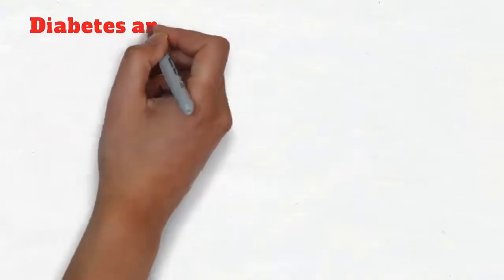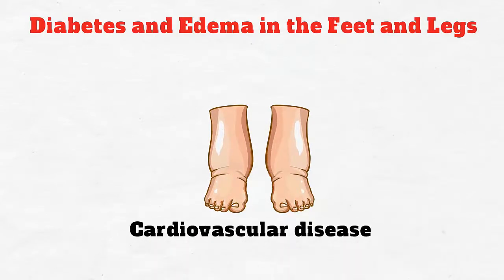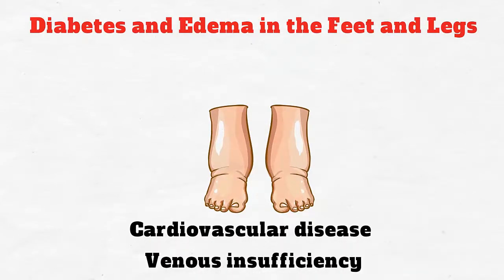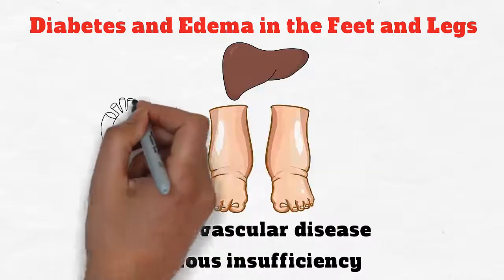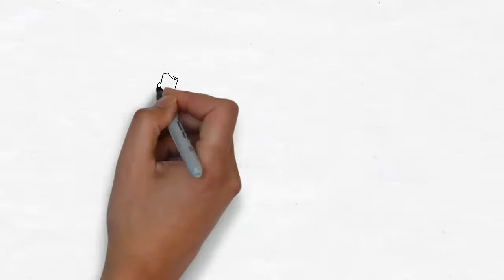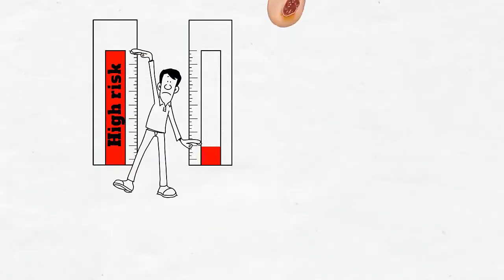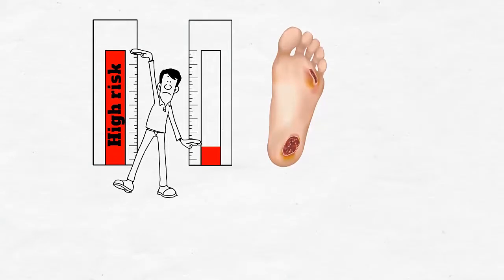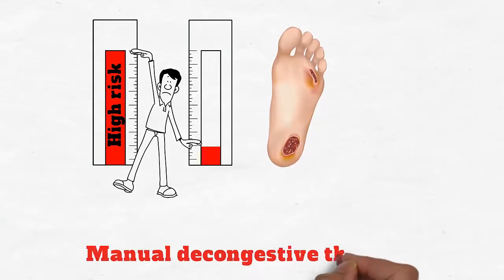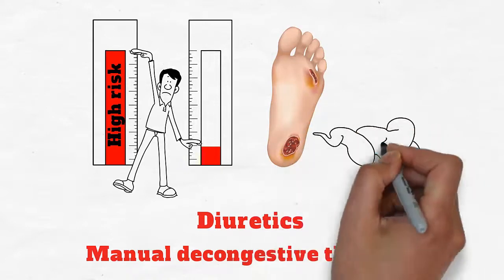Diabetes and edema in the feet and legs. Foot and leg edema may be caused by cardiovascular disease, venous insufficiency, liver conditions, cardiomyopathy, or kidney complications. This condition may increase the already high risk of non-healing wounds for people with diabetes. Treatment includes manual decongestive therapy and diuretics, which drains fluids out of the affected areas.